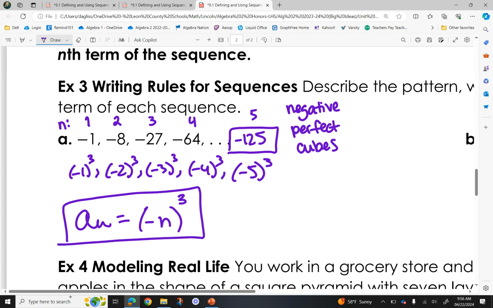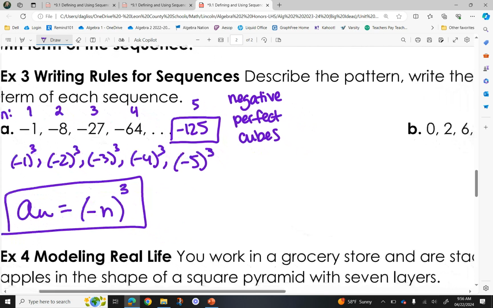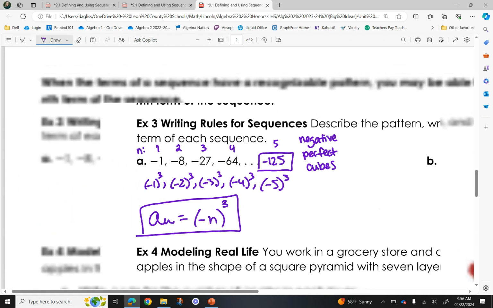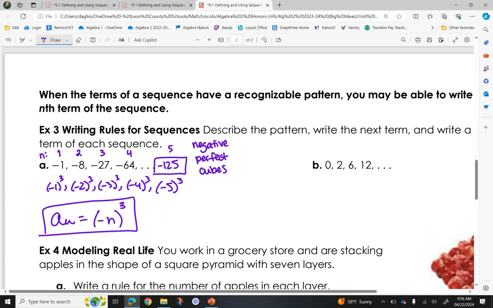Yeah? We good? Kind of? All right, so the next one's a thinker. So I want you to think with a friend or someone close by. Okay? Our next one, we have the values 0, 2, 6, and 12. So talk it out. See if you can notice a pattern going on. What's the next piece going to be? And then what rule can I write for them?